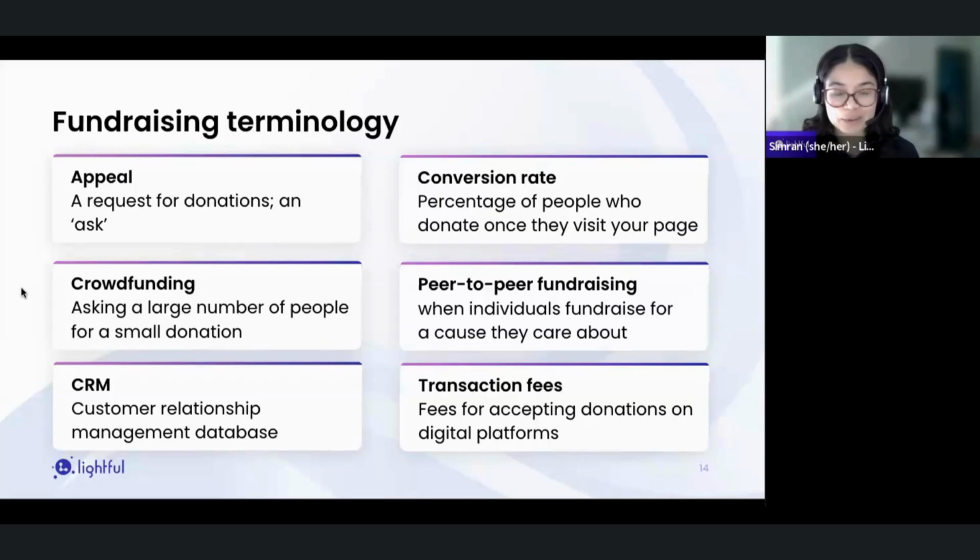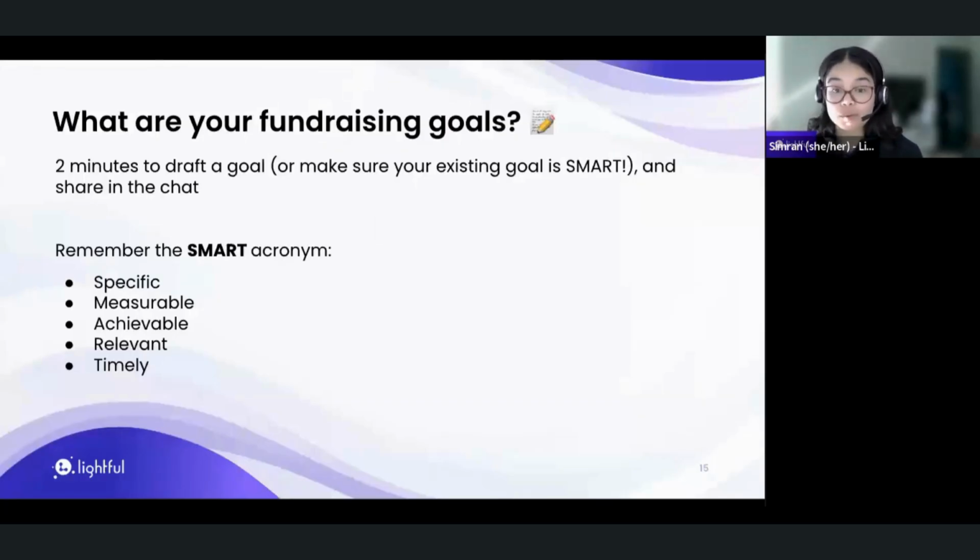Okay, so that's enough of me talking. Before we look at how you can use online channels to fundraise, I want to start with your goals, as this will help guide you through today's session as you think about where to invest time when it comes to online fundraising. So I want you to take just 2 minutes to draft a fundraising goal for your organization and share it in the chat. And remember the SMART acronym. So make sure it's specific, measurable, achievable, relevant, and timely. And it might also be short-term or long-term, or even specific to year-end giving. So I'll give you some time to think of those goals now.